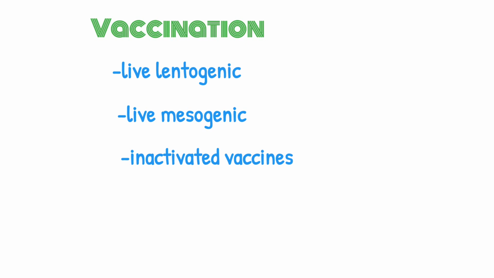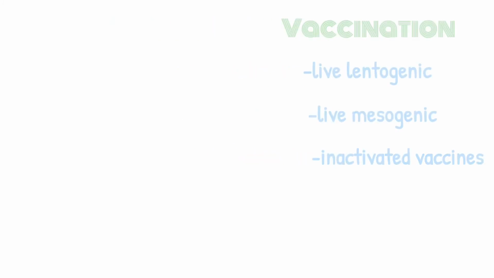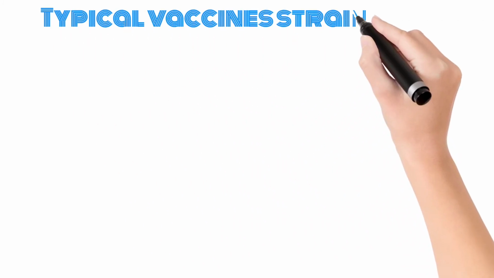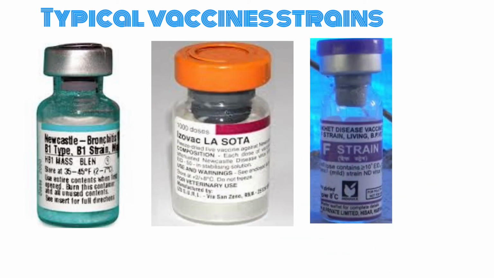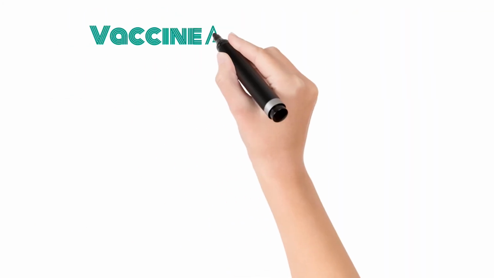Live lentogenic vaccines are usually derived from field viruses that have been shown to have low pathogenicity for poultry but produce an adequate immune response. Typical vaccine strains are HB1, Lasota and F strain and some viruses from the asymptomatic enteric pathotype, which are usually based on the V4 or Ulster 2C viruses.